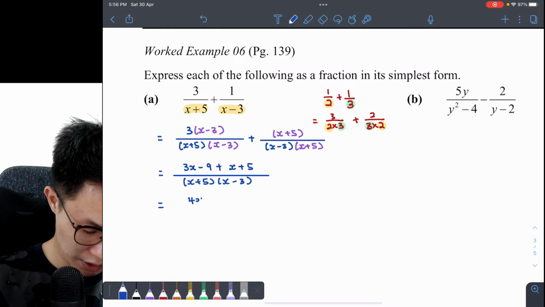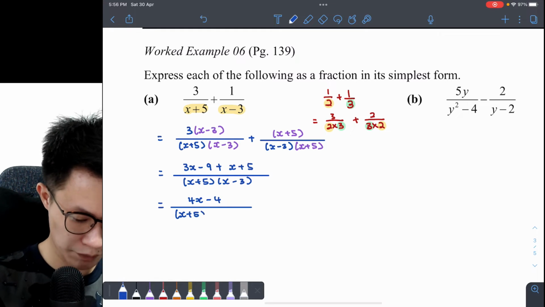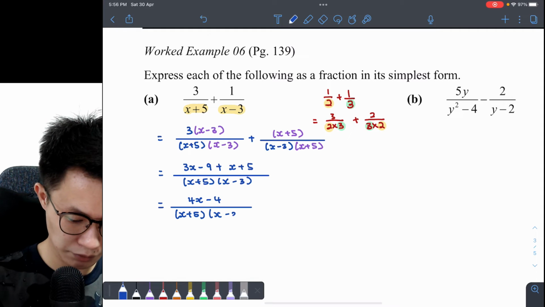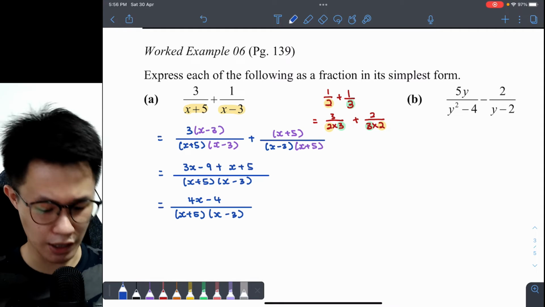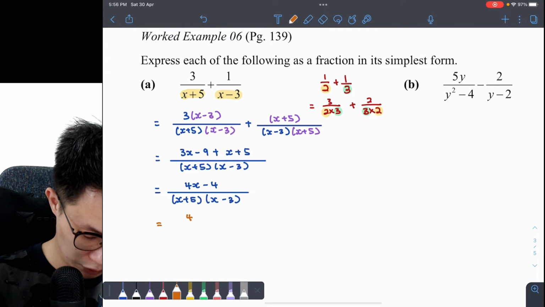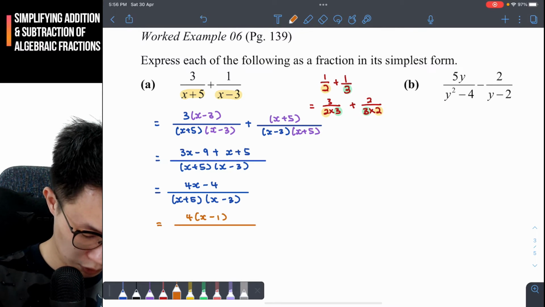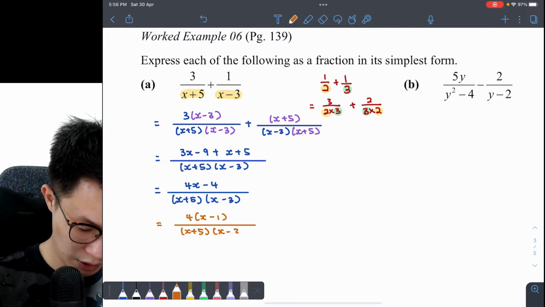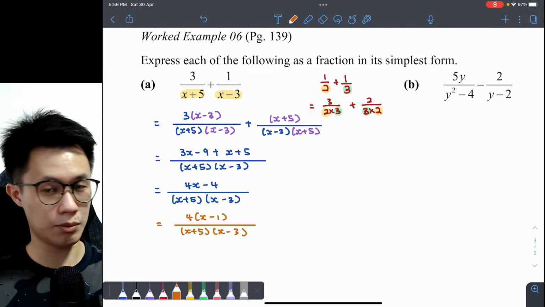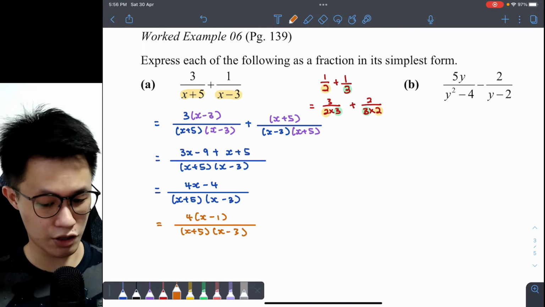So in this case the answer is 4x minus 4 divided by x plus 5 times x minus 3. So that is your first answer. You may actually want to write this as 4 times x minus 1 over x plus 5 times x minus 3, and we will also accept it because it's technically also the simplest form, so that's not really much of a concern here.